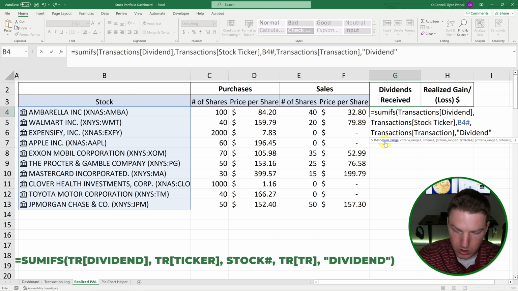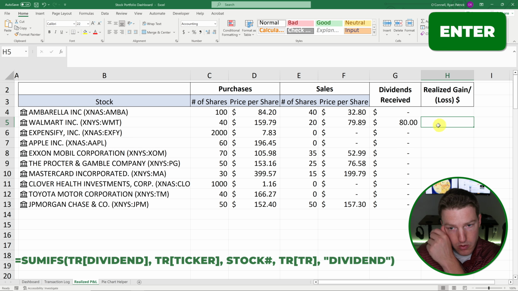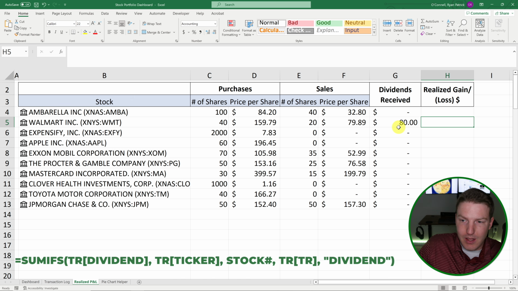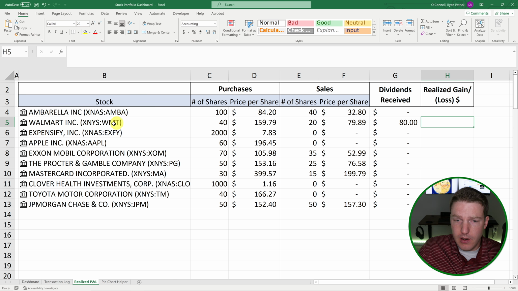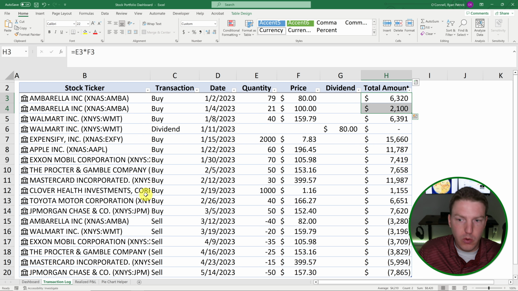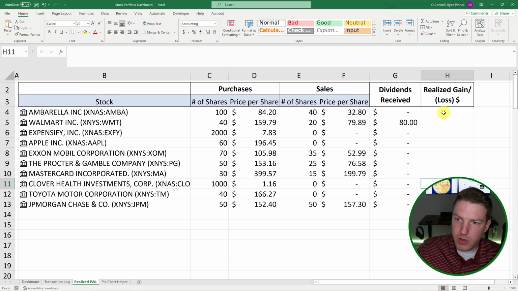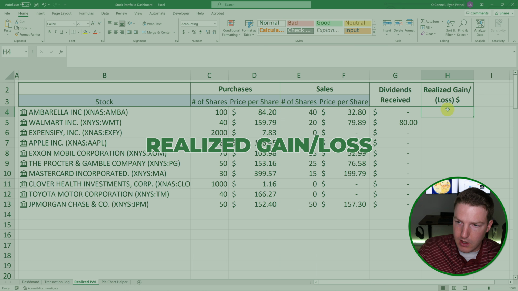Okay, and we can close that, hit enter, and we can see that the only stock that we have received dividends on out of all of these is Walmart. So if I go back to the log, that is correct. We just have one dividend received in this whole table. Okay, there we go. Now we have all the information we need to calculate our realized gain and loss.